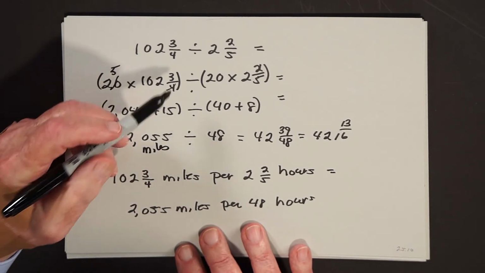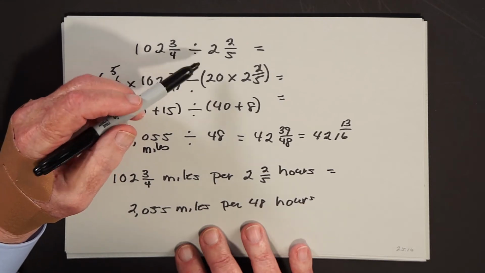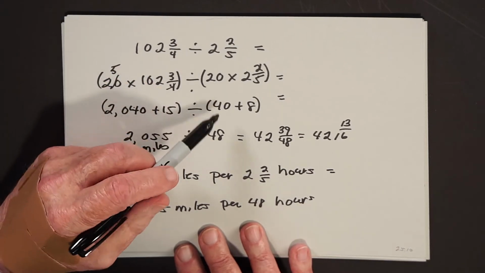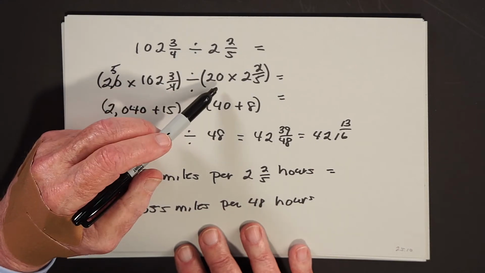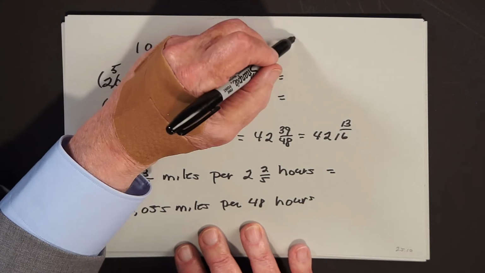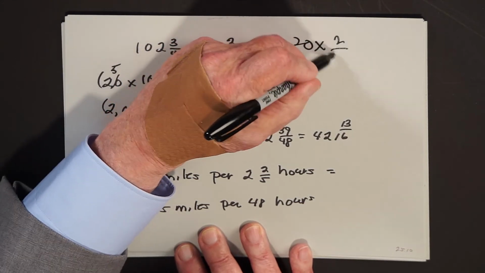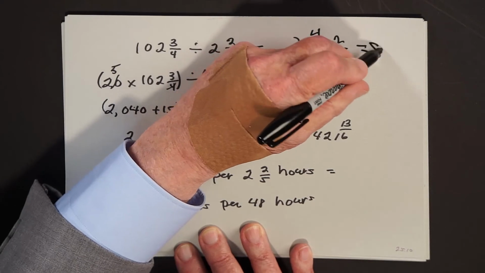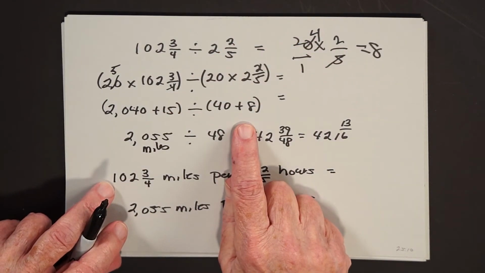Okay? This would be what? I multiply by 20. So this would become 20 times 2 is 40. 20 times 2/5 is 8. See, 20 times 2/5 is 8. So this becomes 48.